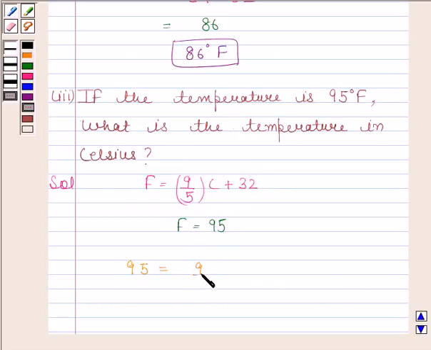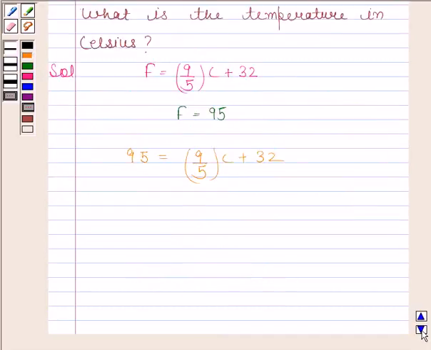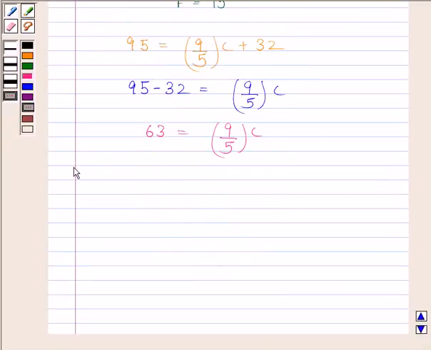95 is equal to 9 by 5 into C plus 32. Or we can say that 95 minus 32 is equal to 9 by 5 into C. Or 63 is equal to 9 by 5 into C, thus C is equal to 63 into 5 upon 9. Now cancelling 63 by 9, we get 7, so C is equal to 35.